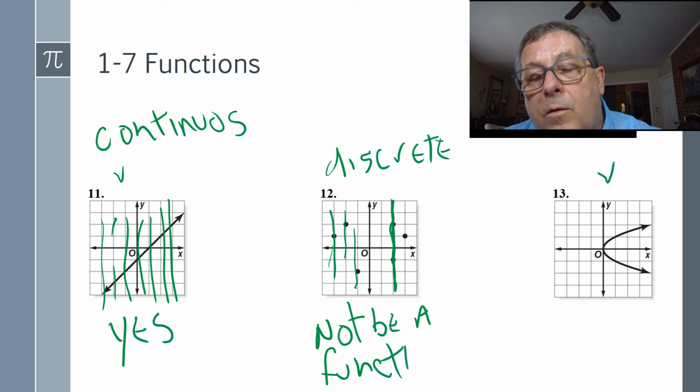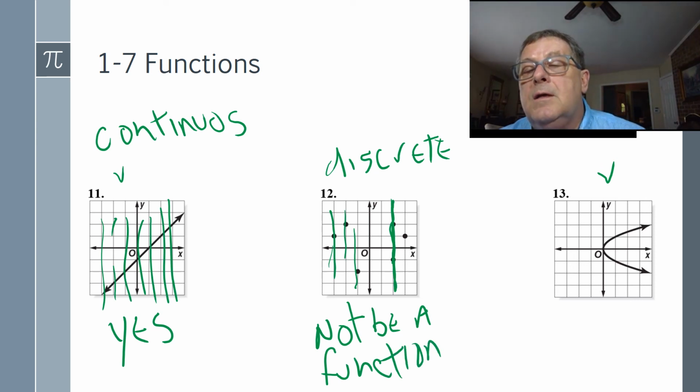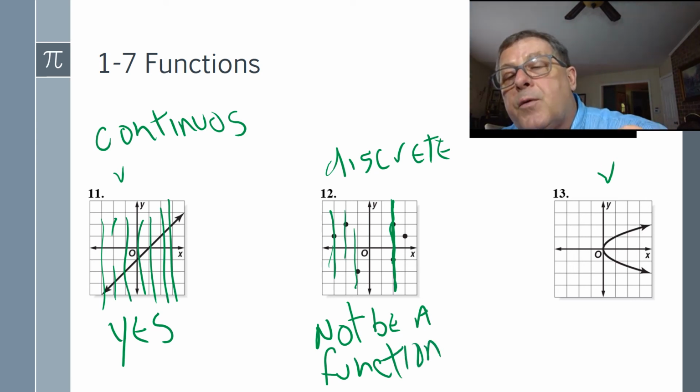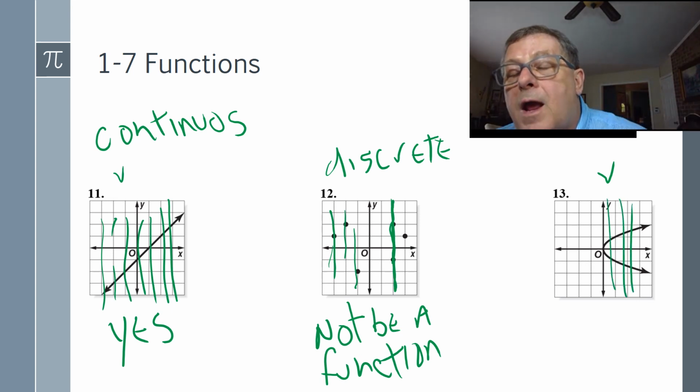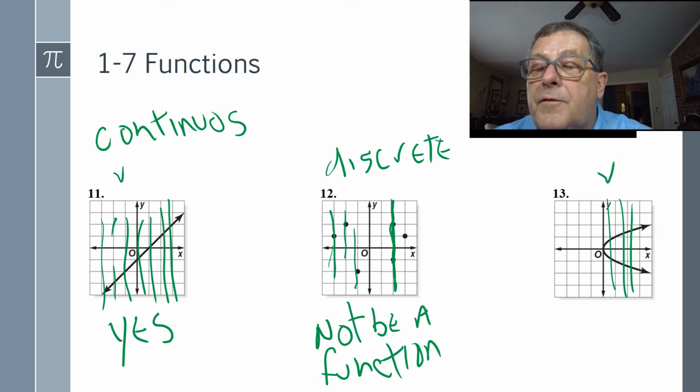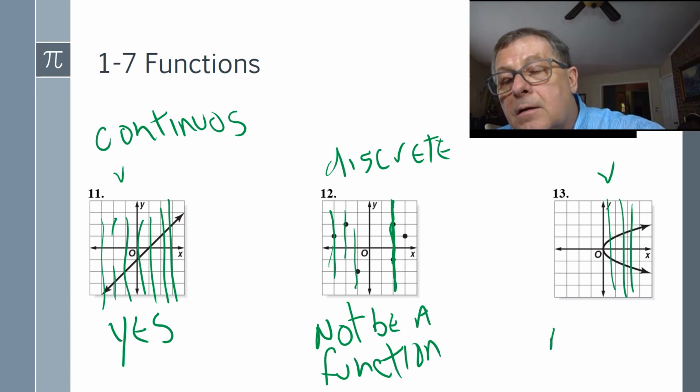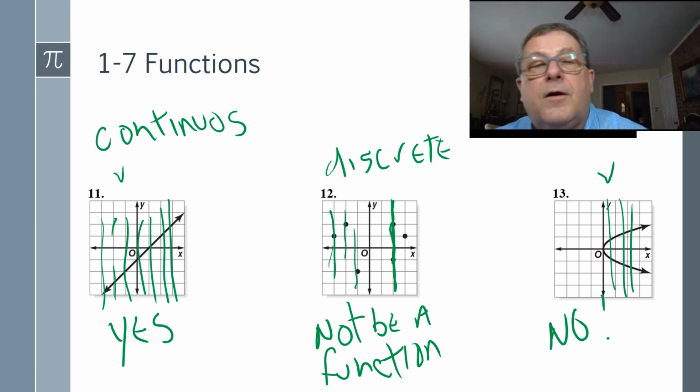All right, last one, we're going to apply the vertical line test. So here we've got, it's actually a parabola, but if I start drawing vertical lines, you can see that I'm crossing the graph with a vertical line in more than one place. And because of that, no, not a function.